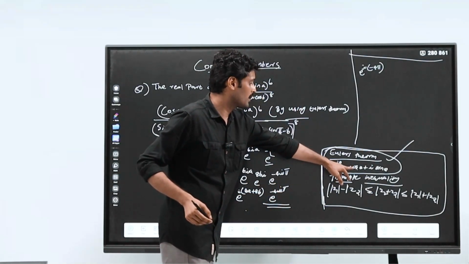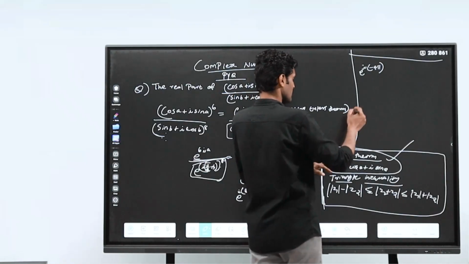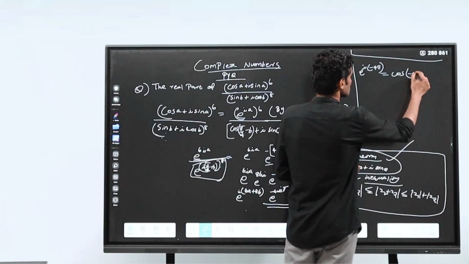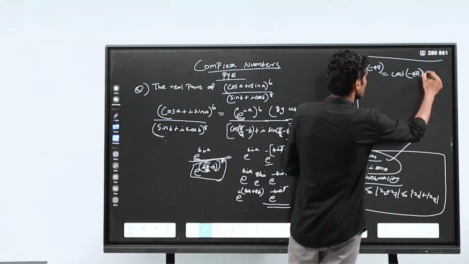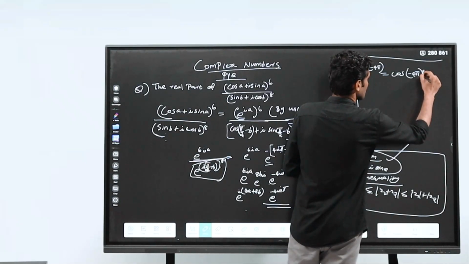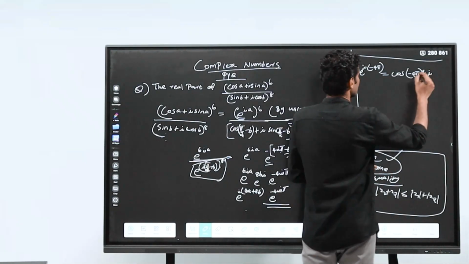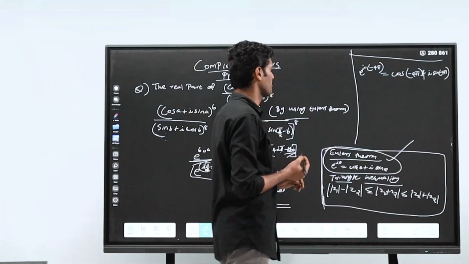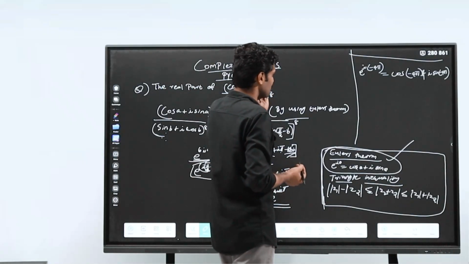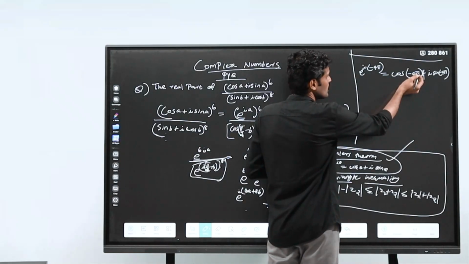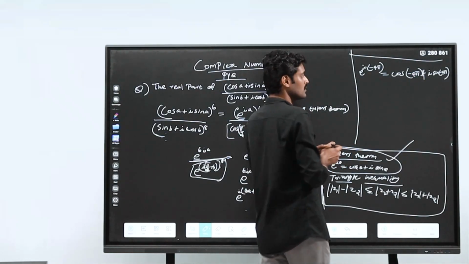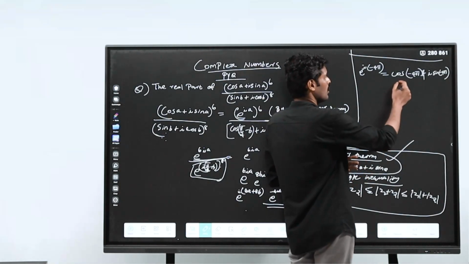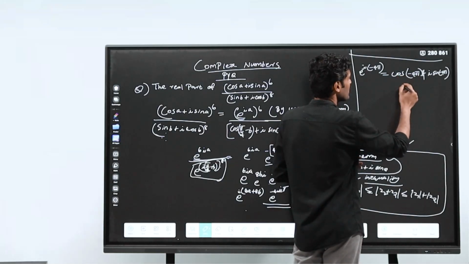Then again we can apply this theorem, that is e raised to i theta is cos theta plus i sin theta. Cos theta means cos of minus 4 pi, plus i into sin of minus 4 pi. Here it is cos n pi. We know that cos n pi is minus 1, so cos 4 pi is minus 1.